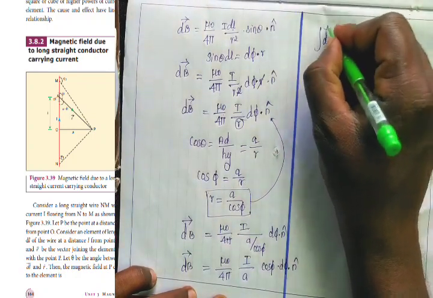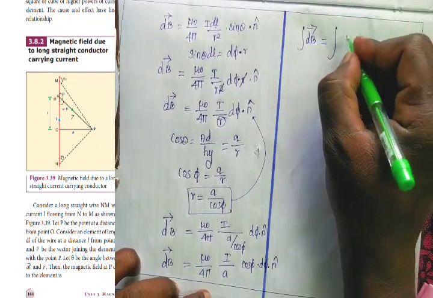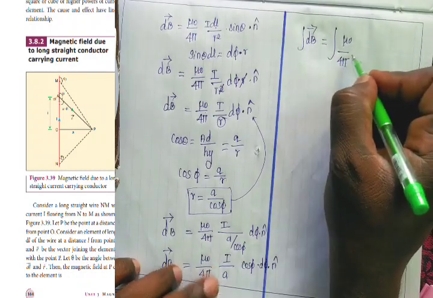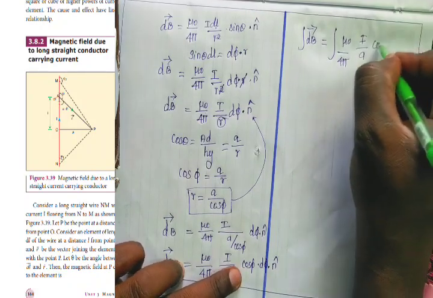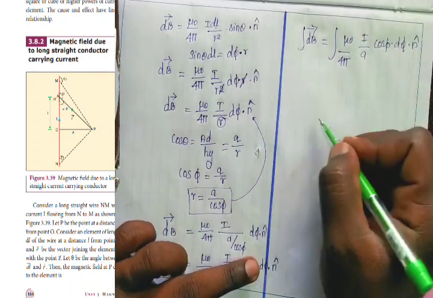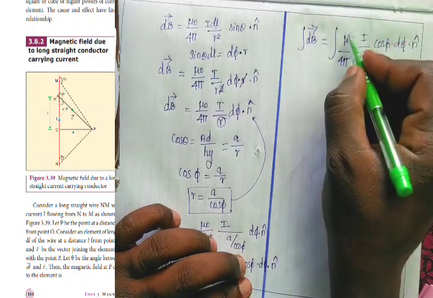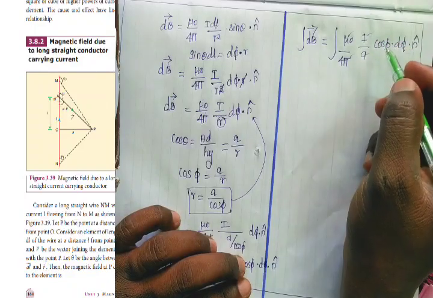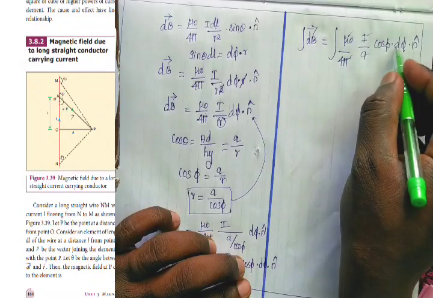integration of dB vector is equal to integration of μ0 divided by 4π, I divided by a, cos φ dφ, next one is unit vector n cap. So μ0 we already discussed, μ0 is a constant value, 4π is a constant value, I also constant value, a also constant value. So we never integrate a constant value, so the balance, we have only cos φ dφ.